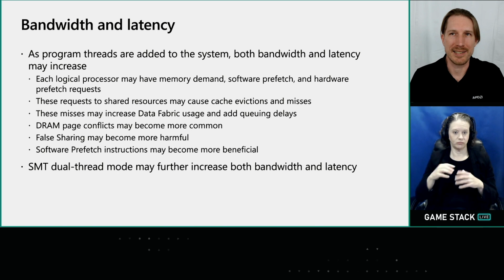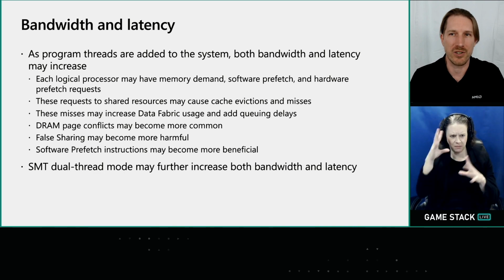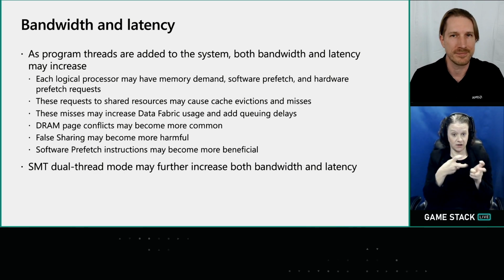As program threads are added to the system, both bandwidth and latency may increase. Each logical processor may have memory demand, software prefetch, and hardware prefetch requests. These requests to shared resources may cause cache evictions and misses. These misses may increase data fabric usage and add queuing delays. DRAM page conflicts may become more common. False sharing may become more harmful, and software prefetch instructions may become more beneficial. SMT dual thread mode may further increase both bandwidth and latency.